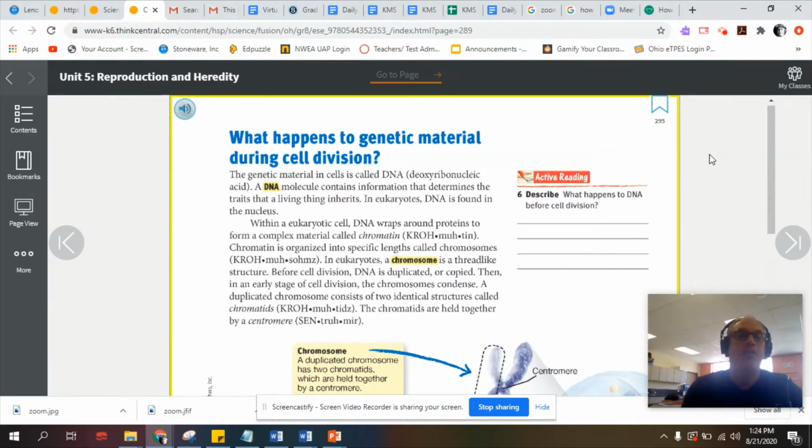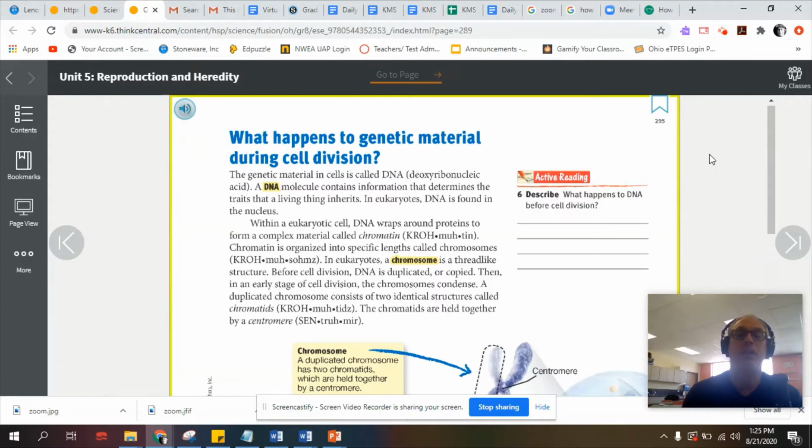What happens to genetic material during cell division? The genetic material in cells is called DNA, deoxyribonucleic acid. A DNA molecule contains information that determines the traits that a living thing inherits. In eukaryotes, DNA is found in the nucleus. Within a eukaryotic cell, DNA wraps around proteins to form a complex material called chromatin. Chromatin is organized into specific lengths called chromosomes. In eukaryotes, a chromosome is a thread-like structure.